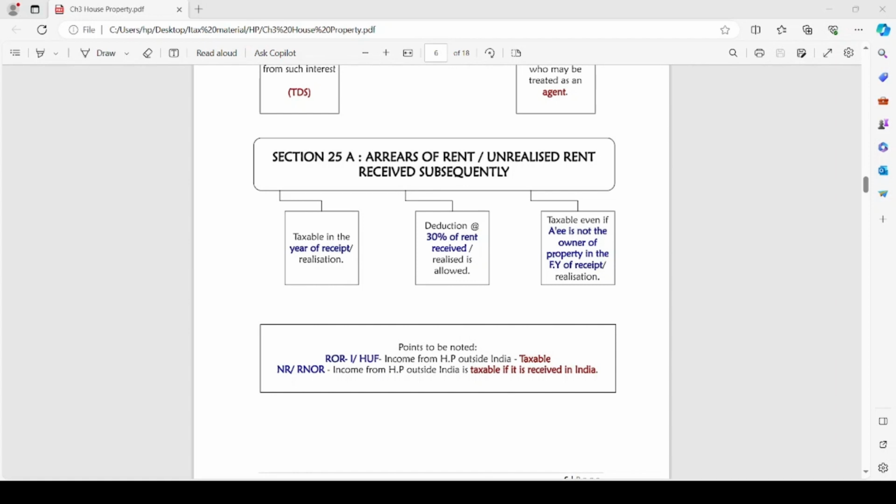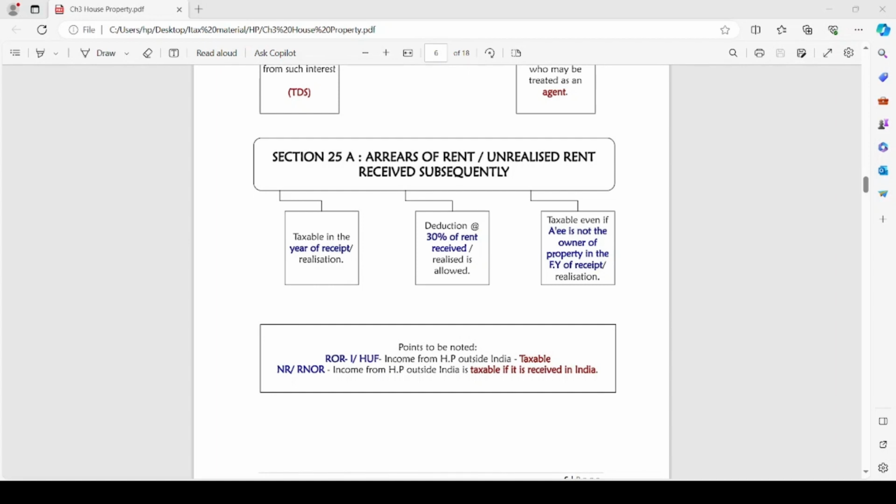He can claim the deduction of 30% in the year of receipt. It doesn't matter if the assessee is currently the owner of the property or not. Once the arrears of rent have been received, it will be taxable in the year of receipt, and the assessee can also claim 30% deduction of such rental amount. There are few points to be noted.